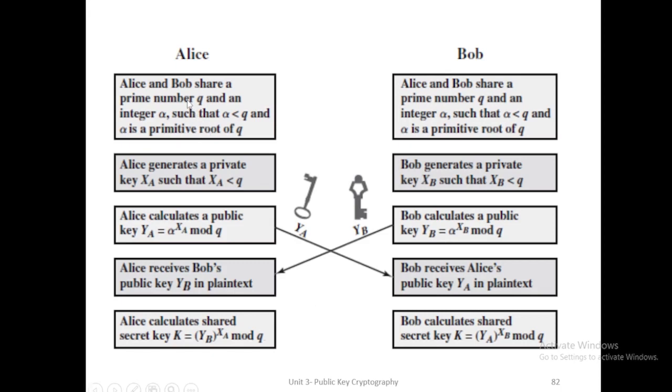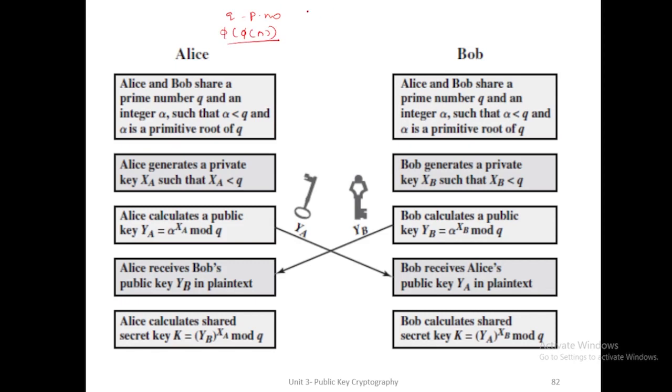We should take a prime number q for this calculation. q should be a large prime number, and alpha is the primitive root of the prime number. We already know the calculation of primitive roots: if q is a prime number, then the number of primitive roots is phi of n. In this way we can calculate.